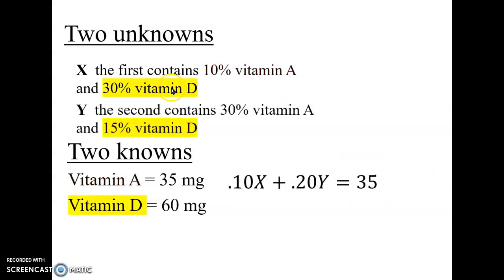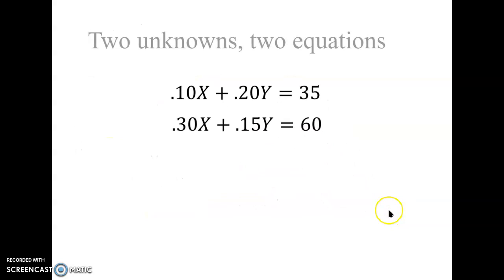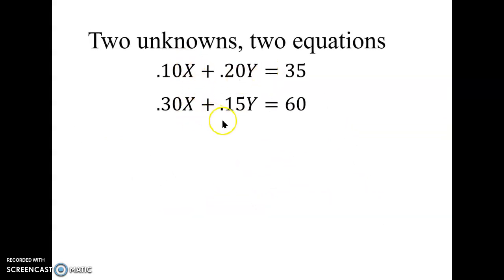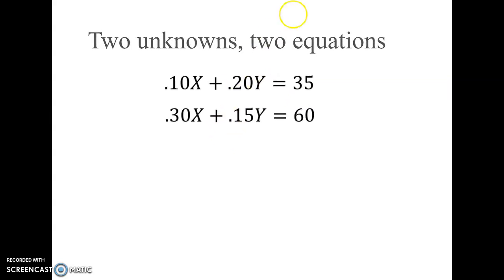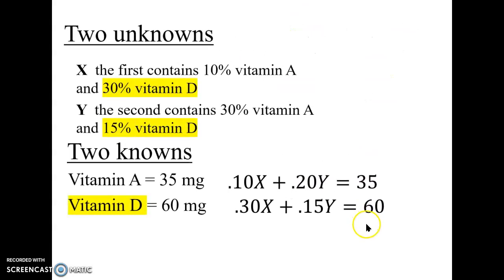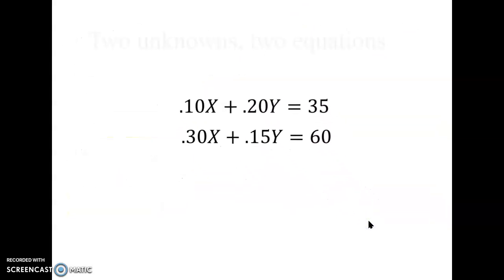If I look at the vitamin D information, I know that 30% will come from X, 15% will come from Y. Has to add up to 60 milligrams. So I have two unknowns that I don't know. Obviously, I don't know how much X and Y should be, but I have two equations and they have constants, and that's super nice.